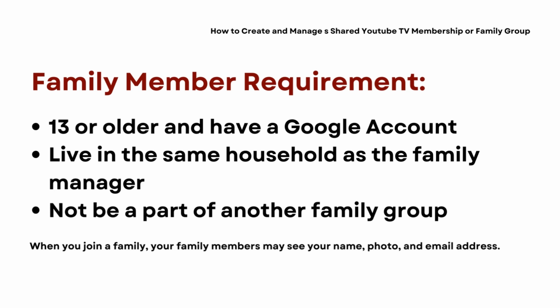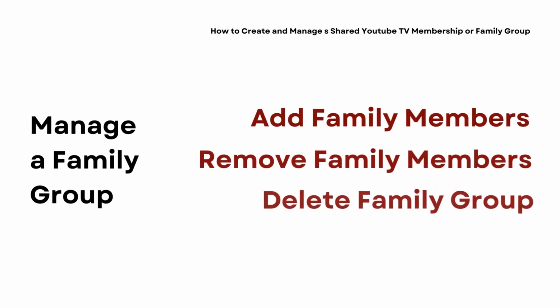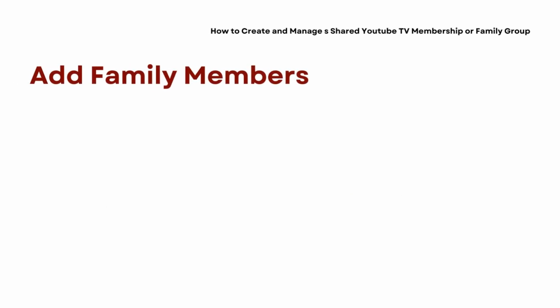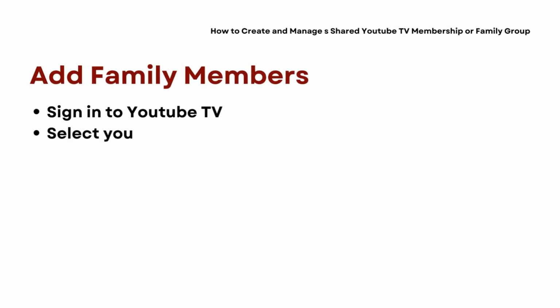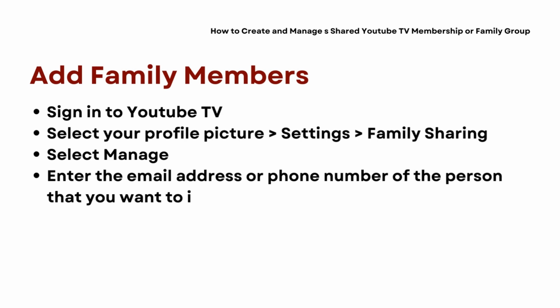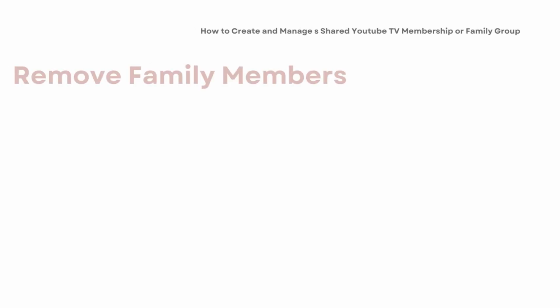Now let's talk about managing a family group, how to add family members, how to remove family members, and how to delete family group. So adding family members, simply sign into YouTube TV, select your profile picture, go to Settings, Family Sharing, and then select Manage. Enter the email address or phone number of the person that you want to invite. Select Send, and you'll get an email notification when someone joins your family.